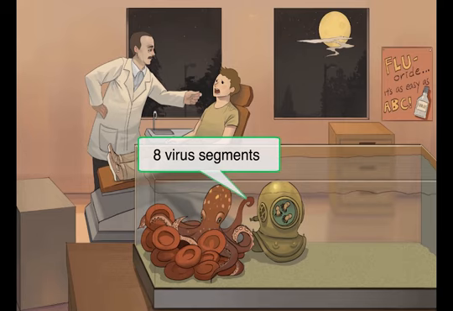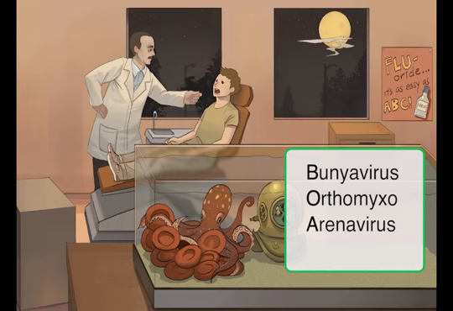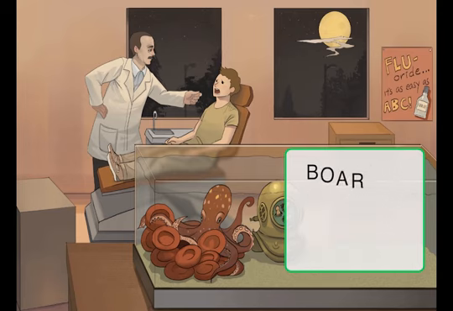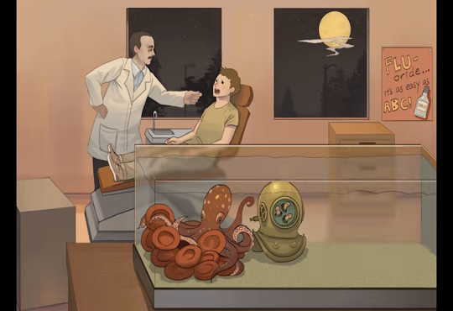Orthomyxovirus is one of 4 viruses that are segmented. The others are bunyovirus, arenavirus, and reovirus. And altogether, they form the mnemonic BOAR, B-O-A-R, which we'll refer to repeatedly in our videos. And why is it important to know if it's segmented? Well, it relates to how the orthomyxovirus family can mutate.